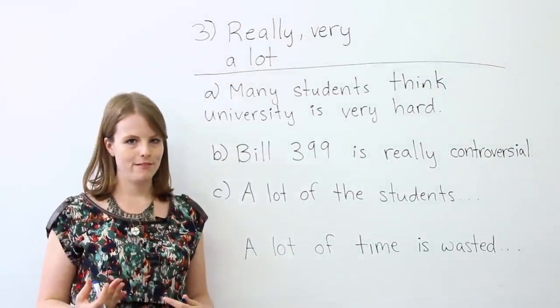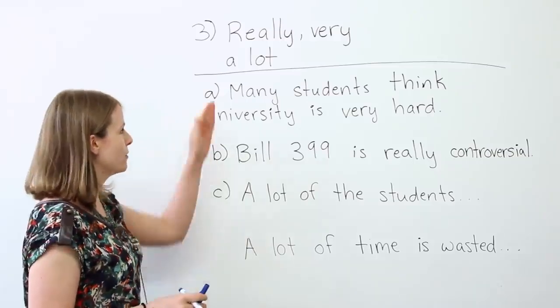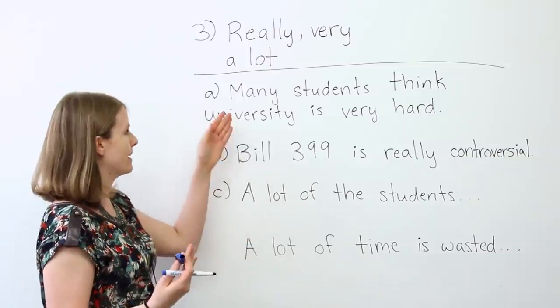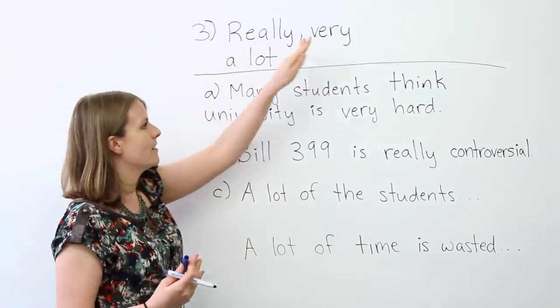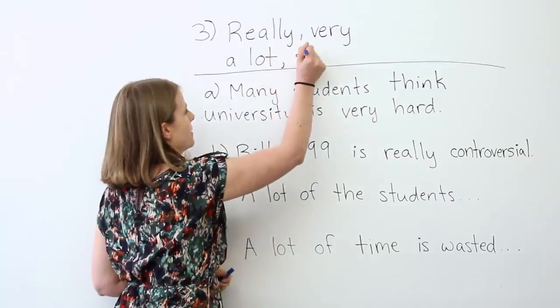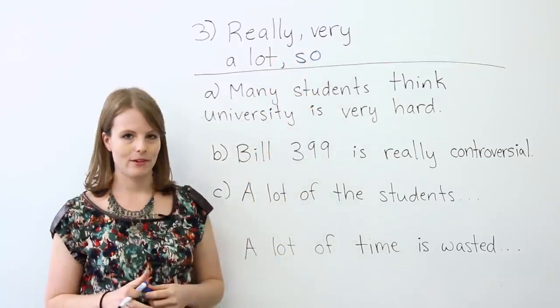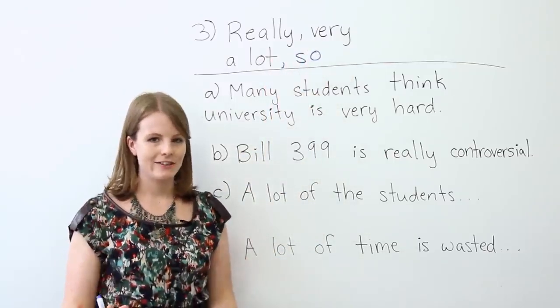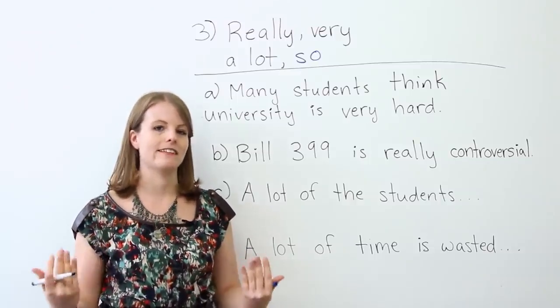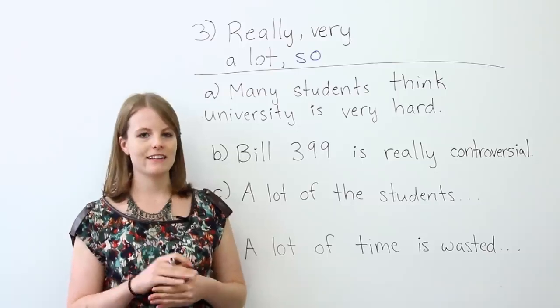So tip number 3 is avoid words. So don't use words in academic writing, such as really, very, a lot. I'm going to add another one. So. Okay? This weakens your writing. Your writing isn't as strong if you use these types of words. So let's look at some examples.